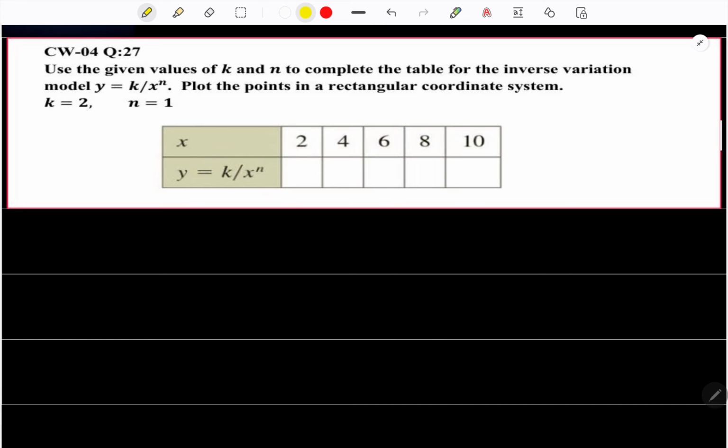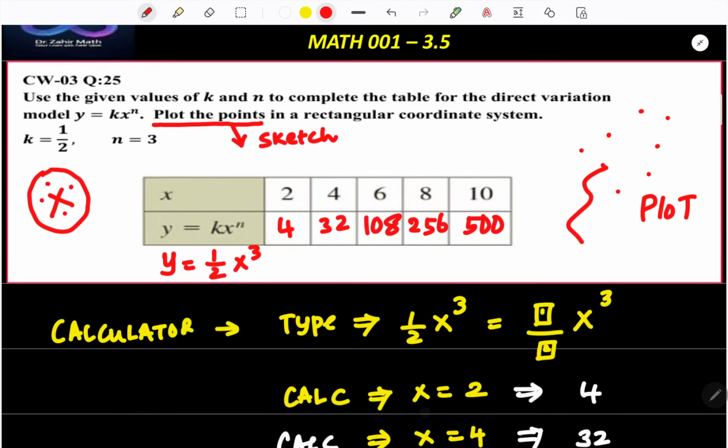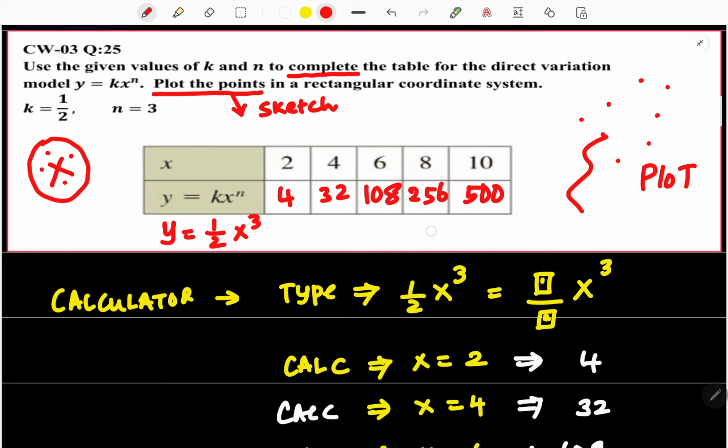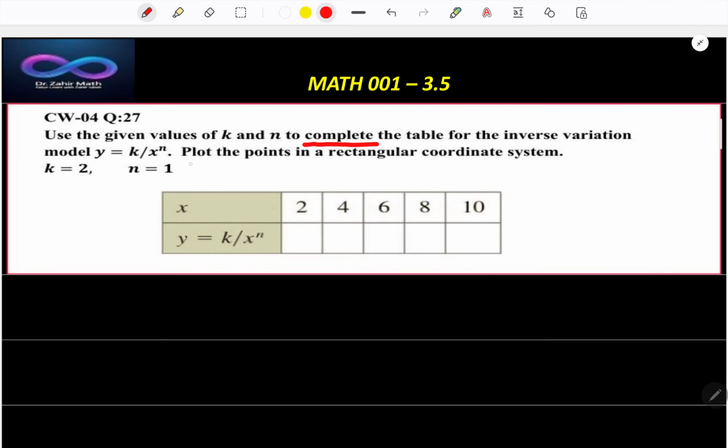Use the given values of k and n to complete the table. So again, we are going to complete the table. And then the next, we are going to plot the points. The value of k is equal to 2, n is equal to 1. So you put y is equal to 2 slash x to the power of 1, which is y equals 2 by x.